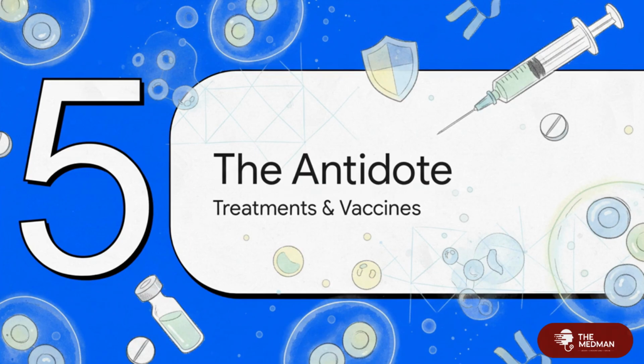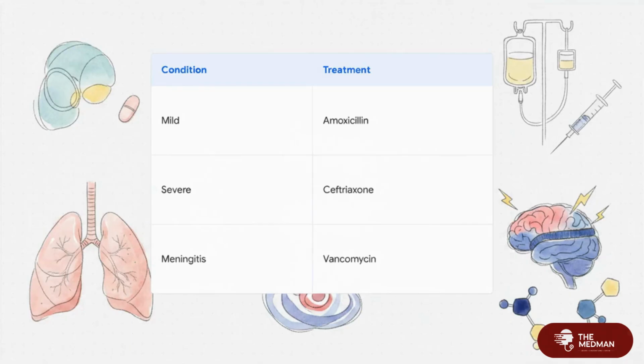Finally, Section 5, the antidote. Let's talk treatments and life-saving vaccines. So, how do we fight back? We logically step up our antibiotic strategies based on the severity and the location of the infection. For a mild, community-acquired pneumonia in an otherwise healthy adult, standard oral amoxicillin usually does the trick. But if the infection is severe enough to require hospitalization, we escalate to intravenous cephalosporins like ceftriaxone or cefotaxime.